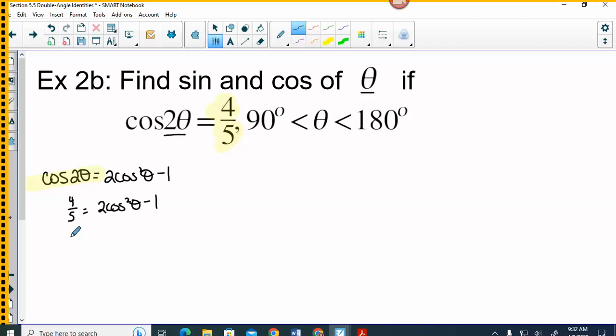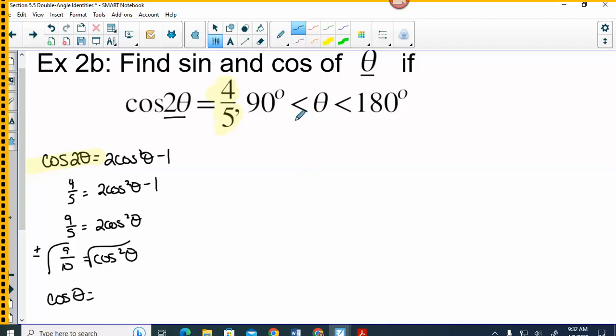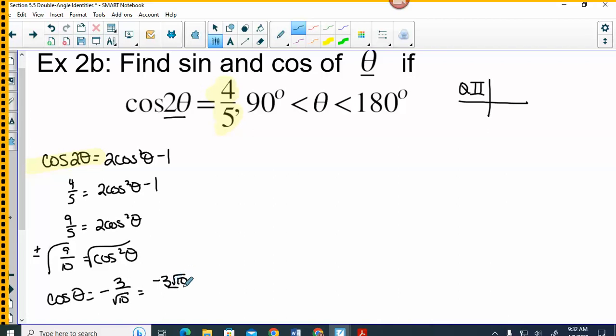So we can add our 1. Divide by 2, or multiply by 1/2. Square root, that means plus or minus, so we have to decide which one it is. And if we look, we are between 90 and 180, so that's quadrant 2. In quadrant 2, cosine is negative. Square root of 9 is 3. We don't know the square root of 10, so we get cosine to be -3 radical 10 over 10.